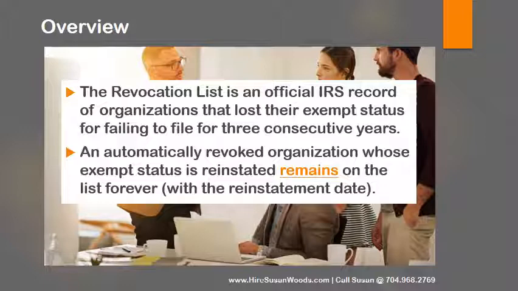What that means is the IRS will automatically revoke your 501c3 status if you fail to file the appropriate Form 990 for 3 consecutive years. Nevertheless, if your organization status is reinstated, that revocation date remains on your record forever. The reinstatement date is there as well, but the revocation date is also there.